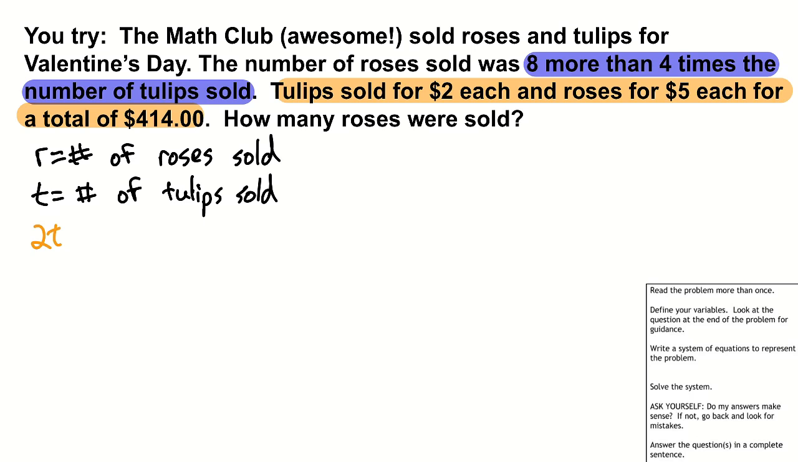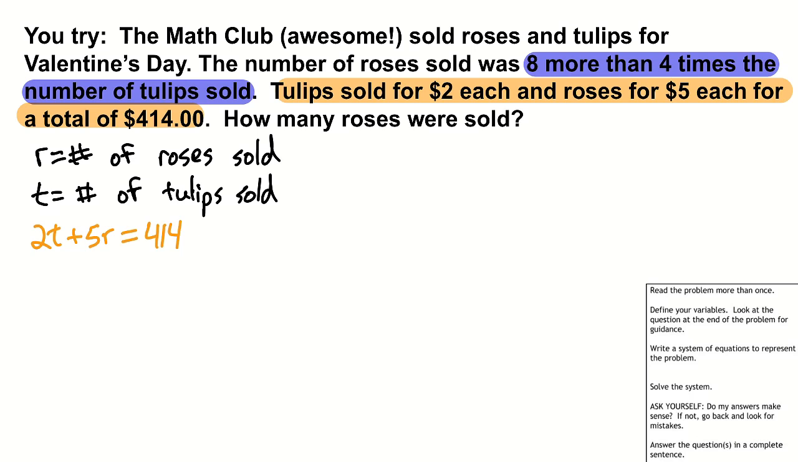So you might remember to do that. It's a good idea. And plus, roses sold for $5 each, so 5 times the number of roses, for a total that equals $414. I don't need those 2 decimal points there, so if you didn't include them, that's just fine.